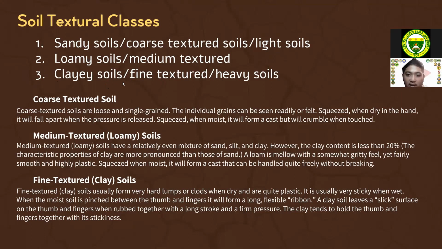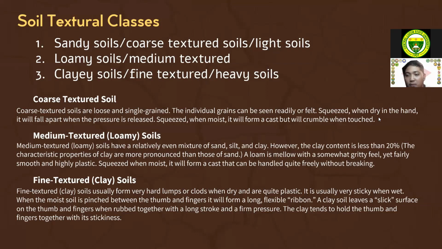Then we have clayey soils. Of course, it is dominantly composed of clay particles. So this is called also fine textured or yung tinatawag nating heavy soils. So coarse textured soil are loose and single grained. The individual grains can be seen readily or felt. Squeeze when dry in hand, it will fall apart when the pressure is released. Squeeze when moist, it will form a cast but will crumble when touched.